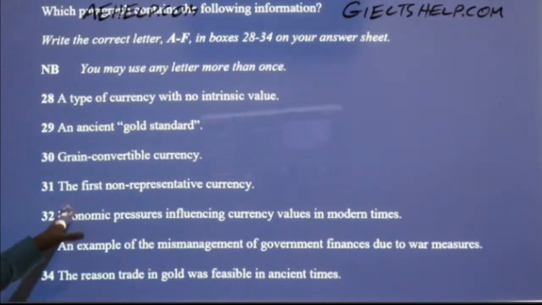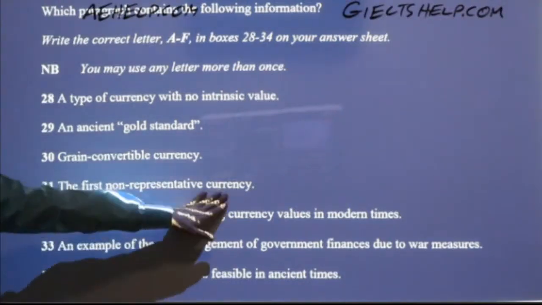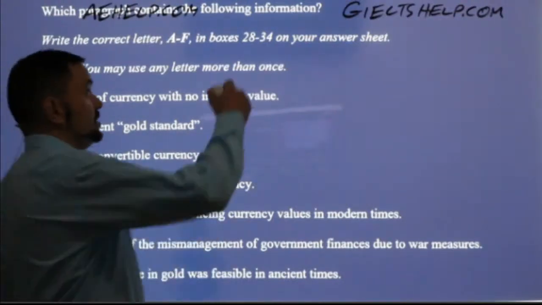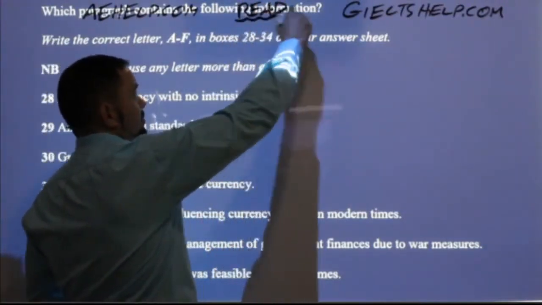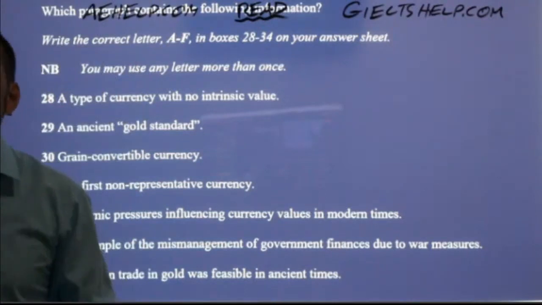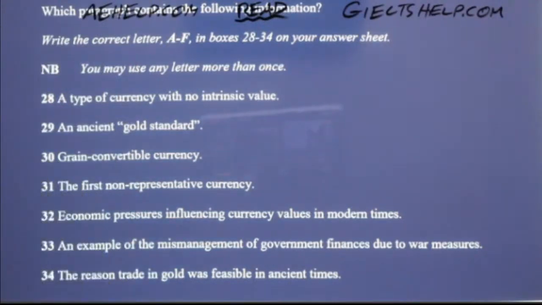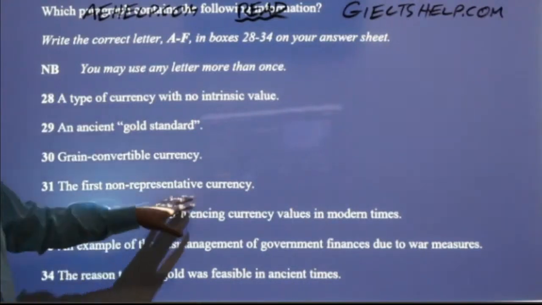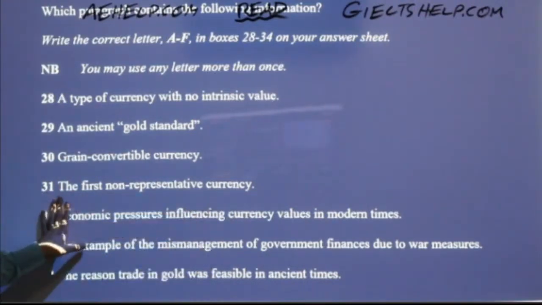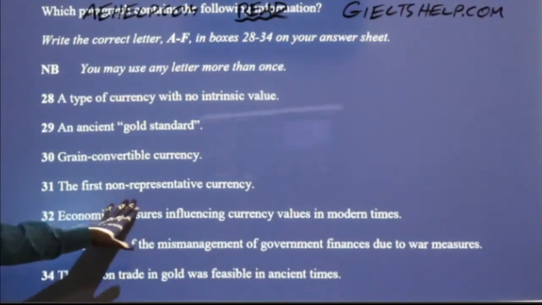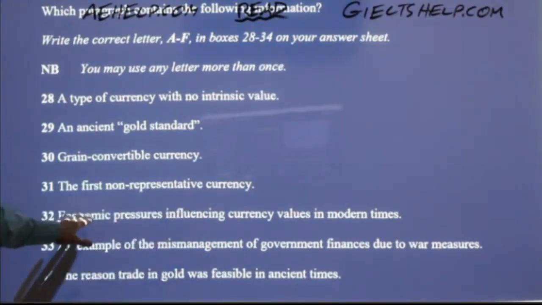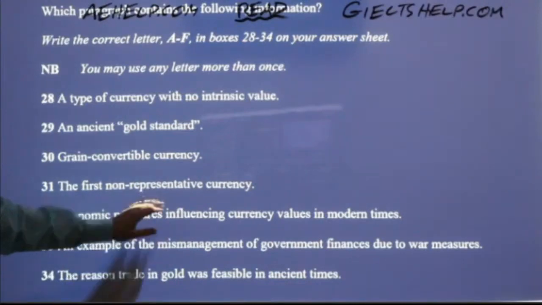The first non-representative currency. By the way, it's reading, students, in case anybody forgot. So make sure to read. Don't just listen to me, but read with me. Okay. All right. The first non-representative currency, the beginning of money that is non-indicative or is not revealing.